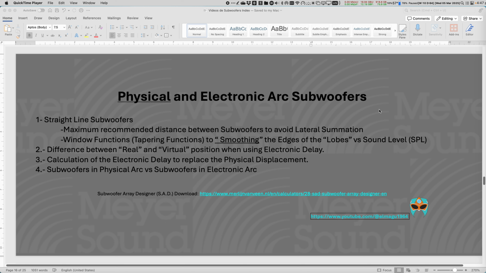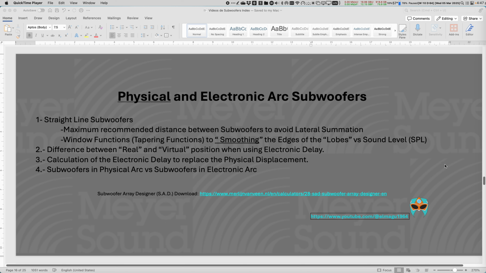Then we will understand the difference between the real position of the subwoofer versus the virtual position that we try to create by the use of electronic delay, and how to calculate the electronic delay as soon as we are doing the design with a physical arc shape in order to do a virtual arc shape with electronic delays. And then we can compare the differences doing physical arc versus electronic arc.